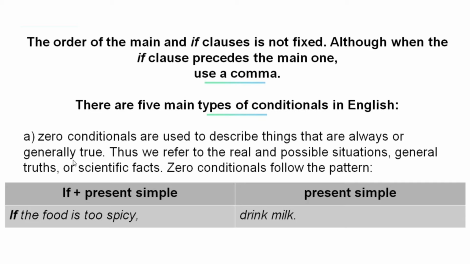A. Zero conditionals. Zero conditionals are used to describe things that are always or generally true. Thus, we refer to the real and possible situations, general truth, or scientific facts. Note that zero conditionals follow the pattern if plus present simple, present simple. Have a look at the example below. If the food is too spicy, drink milk. Now this sentence refers to a general truth.